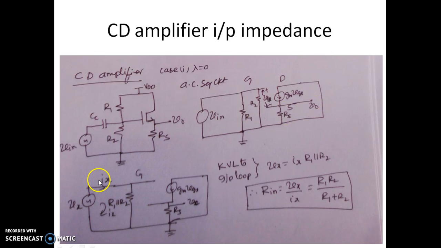Now let us try to find the input impedance. To find the input impedance, at the input we connect a dummy source Vx. We need to measure the ratio of Vx by Ix, which happens to be the input impedance. Writing the KVL at the input loop, Vx is given by Ix multiplied by R1 parallel R2. So naturally Vx by Ix, which is the input impedance, is R1 parallel R2.